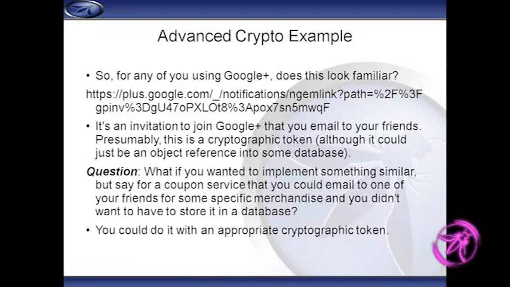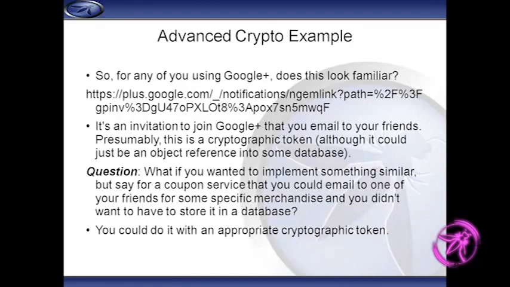But presumably, Google's using some kind of cryptographic token here, although they could be just using an object reference into a database. But it looks more like a cryptographic token. And the problem with putting it in a database is that when it expires in 30 days or whatever, they're going to have to clean out the database. The cryptographic token, you could just build so that it has an automatic expiration.